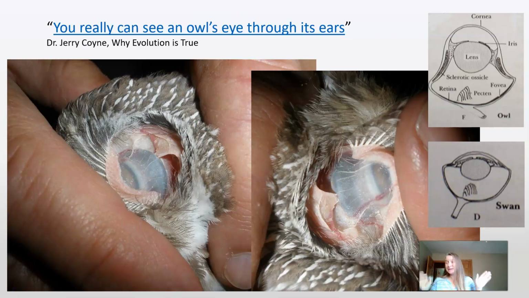Okay, so this is just for fun. I had a moment of claim to fame. You can really see an owl's eye through its ears. This is on the blog Why Evolution is True. It's still available. I was told that one of my pictures of an owl was being discussed on the internet in the UK, in the US, and they're like, oh my gosh, this owl is dead.